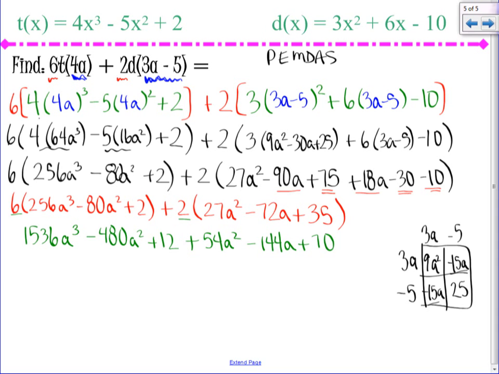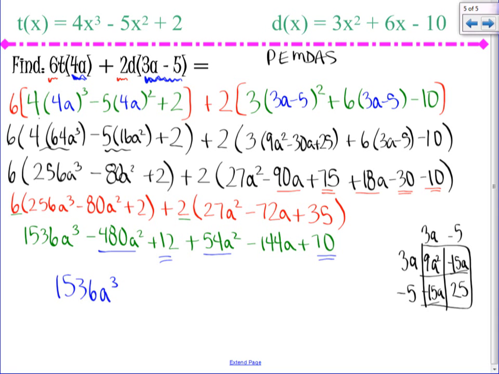Are we done? One step left, right? What is it? Combine like terms. So let's look for those like terms. Nothing matches with the cubed, but we can put this one and this one together. And it looks like this one and that one together. Is that it? Okay, so we've got 15, 36, a cubed.